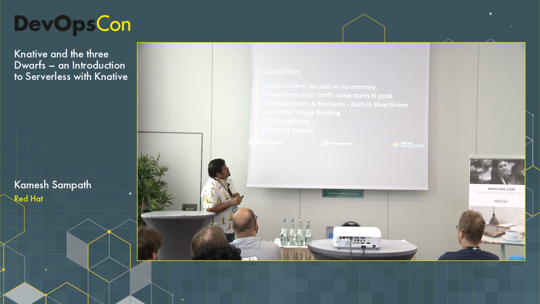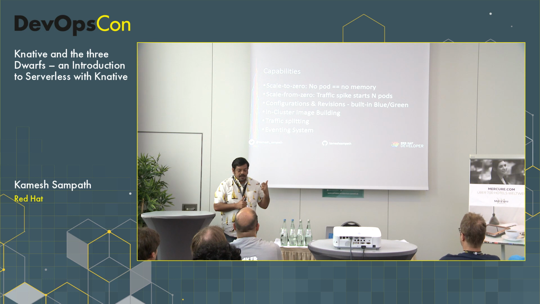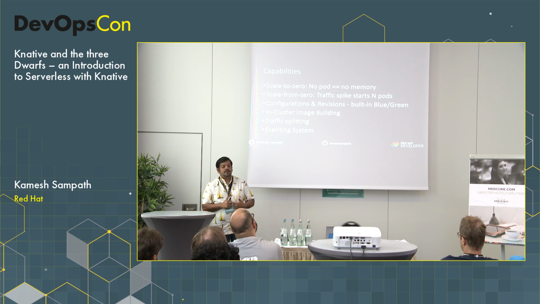And built-in configuration and revision, which will help you to do blue-green kind of deployment. You'll see that in an example. What I mean here is Knative is essentially based on 12-factor app development, which means that it strictly follows all those 12-factor principles. So one of the things is that any changes made to your configuration, I need to have a revision rolled out. So we'll see an example of how the new revision gets rolled out.